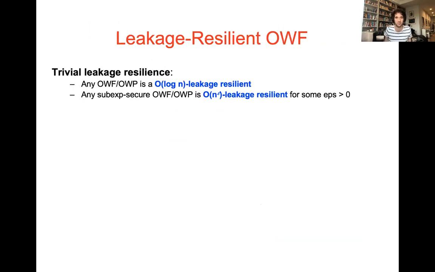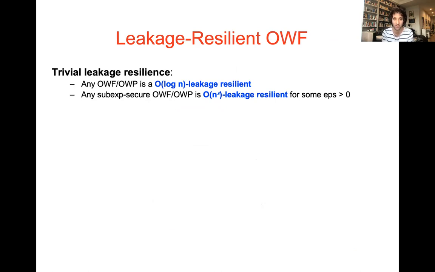So what's known about leakage resilient one-way functions? Well, the first observation that can be made is that any one-way function or any one-way permutation is leakage resilient up to log n bits of leakage. And this simply follows from the fact that if I give you log n bits of leakage, that's something you could have just guessed with probability 1 over n. And so therefore, that will just result in a polynomial security loss.